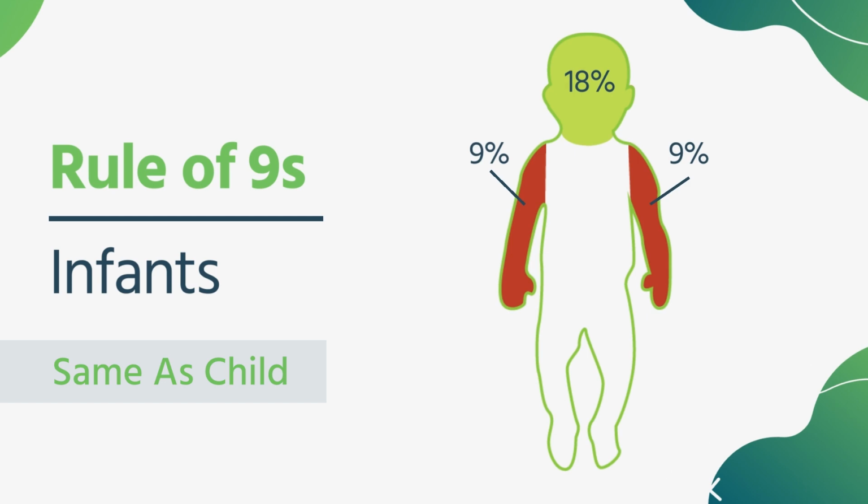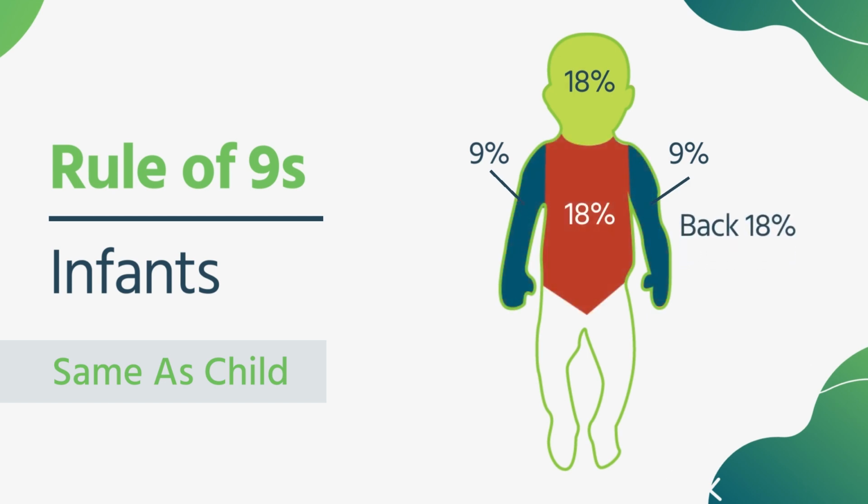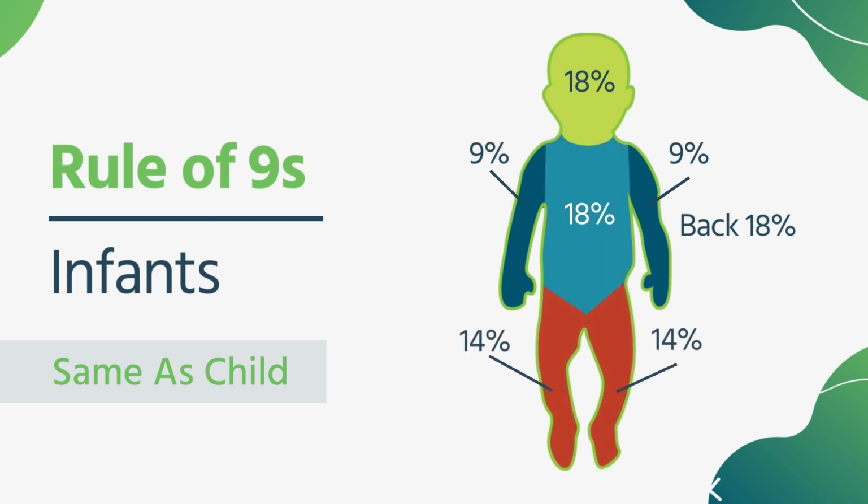The trunk is still 18. Legs, 14%, so 7 and 7 on both sides as well. Okay, again, adding up to that same amount. Not a whole lot of difference between that infant and child, but again, you've got a little bit larger surface area on that head in comparison to the children, so we make those differences there.